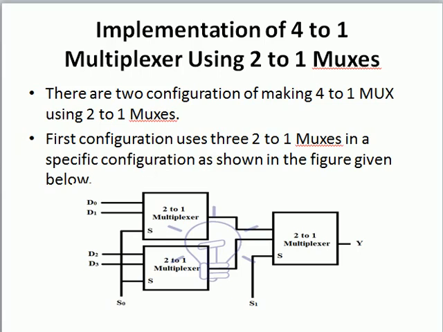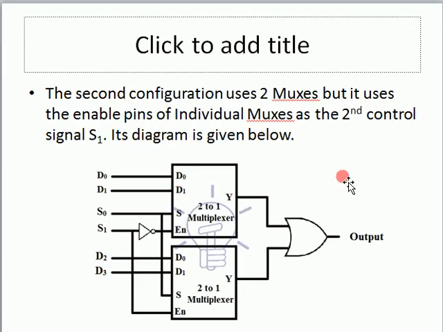In the second configuration we use 2 muxes, that is, two 2 to 1 multiplexers, but it uses the enable pins of the individual muxes in order to enable or disable them. So in this case, it uses the enable pin of the individual muxes as the second control signal S1. In the diagram you may see the D0 and D1 inputs, one select line, that is S0, and the other select line is S1, which is also the enable input, as mentioned here.